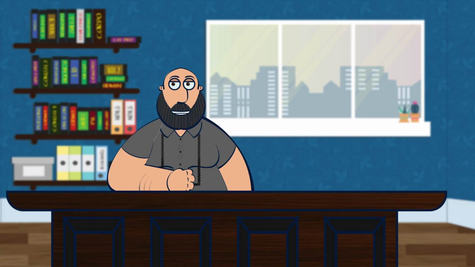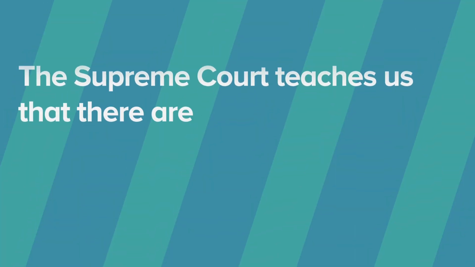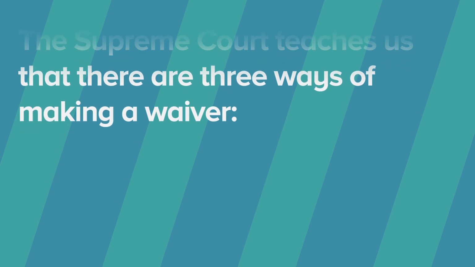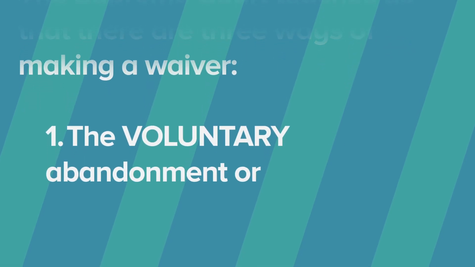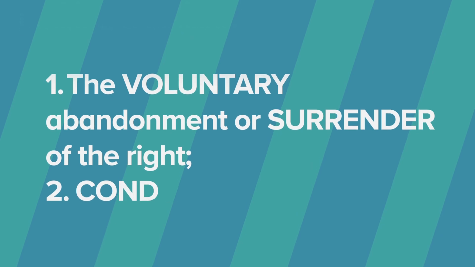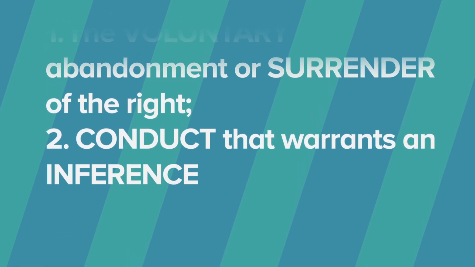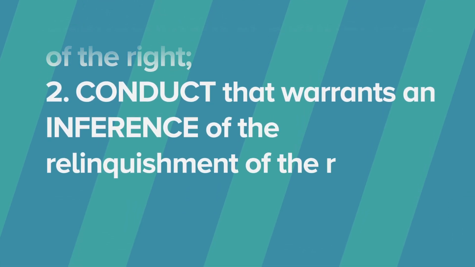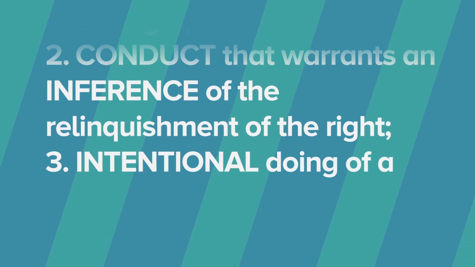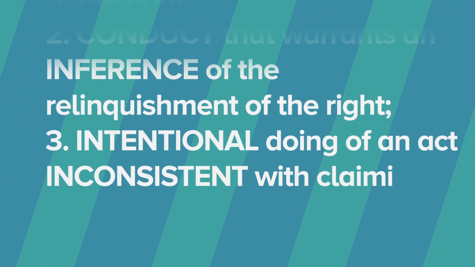From the same case I cited earlier, the Supreme Court teaches us that there are three ways of making a waiver. 1. The voluntary abandonment or surrender of the right. 2. Conduct that warrants an inference of the relinquishment of the right. 3. Intentional doing of an act inconsistent with claiming it.